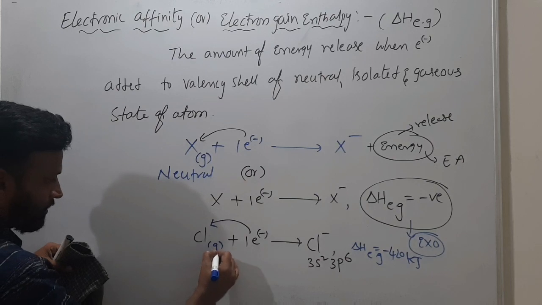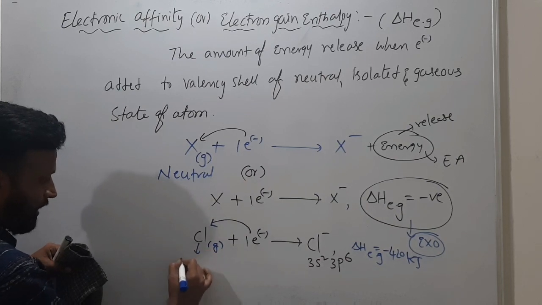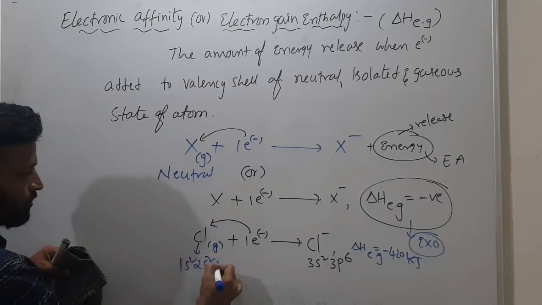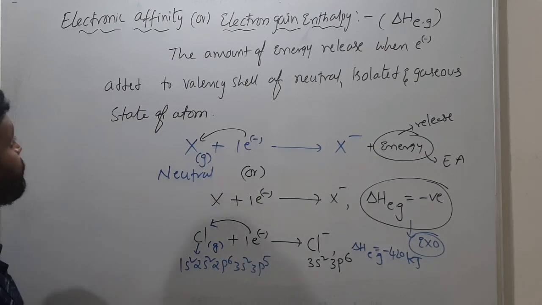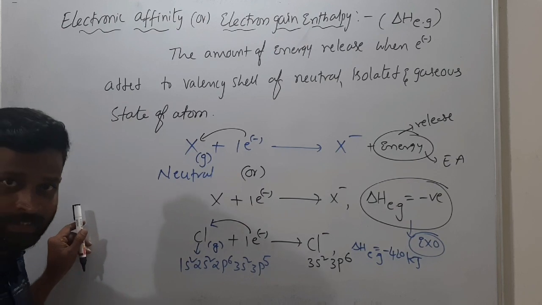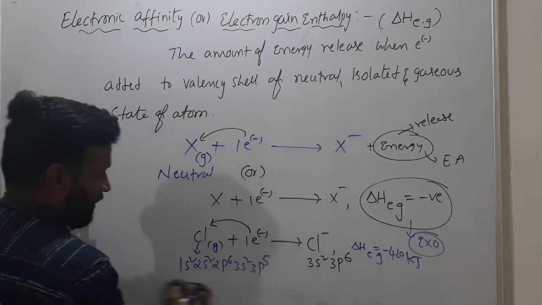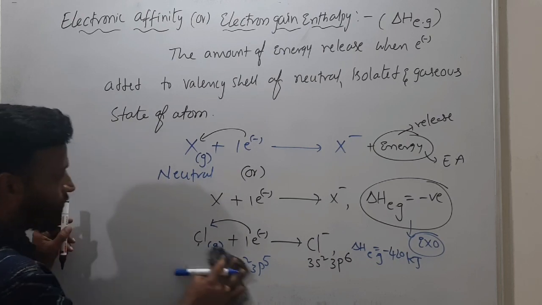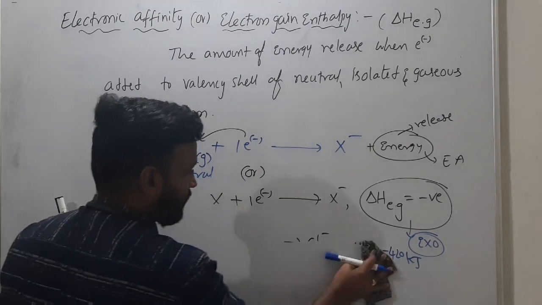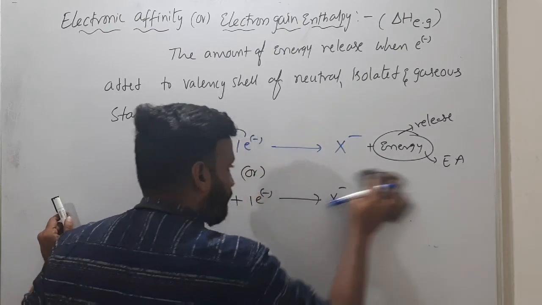What I have written here is the gas state, and the chlorine electronic configuration is 1s2, 2s2, 2p6 and 3s2, 3p5. Take a screenshot for this electron affinity, everyone, please. Okay, this is about electron affinity. Got it, sir? Next we have to discuss the second electron affinity.